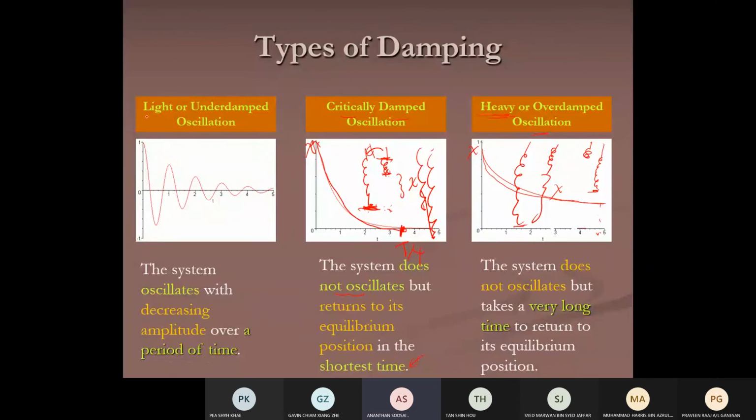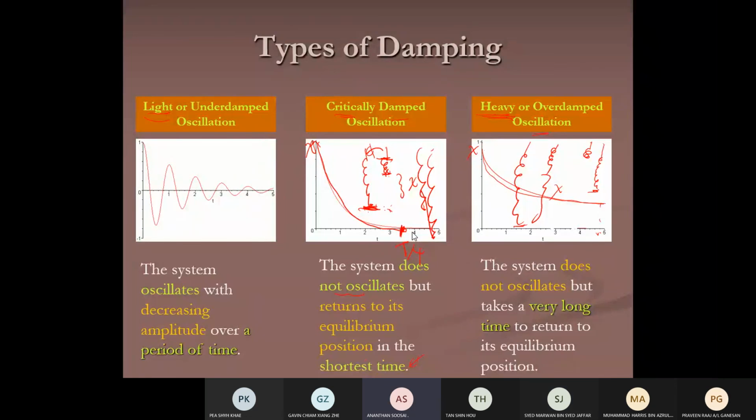Okay, light damped, critical damped, heavy damped. Light damped, the one we find every time in your lab, the period does not change. Critical damped, never initiates oscillation, comes straight to the equilibrium position in the shortest time. Heavy damped, its mission is also to come to equilibrium, but it takes a very long time. Any questions from here?